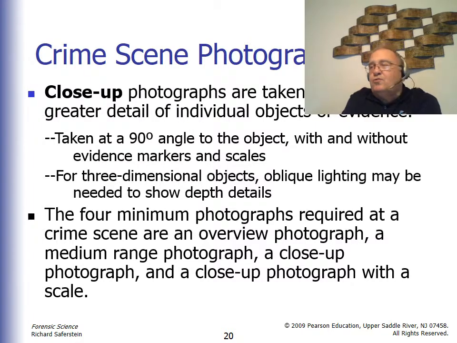For three-dimensional items like footprints or tire tracks or shoe prints, tool marks, that would be a three-dimensional photograph, and you may have to use oblique lighting, which means holding your lighting at an angle, whether you're using a flash or just a flashlight of some sort, in order to capture better detail of the impression.